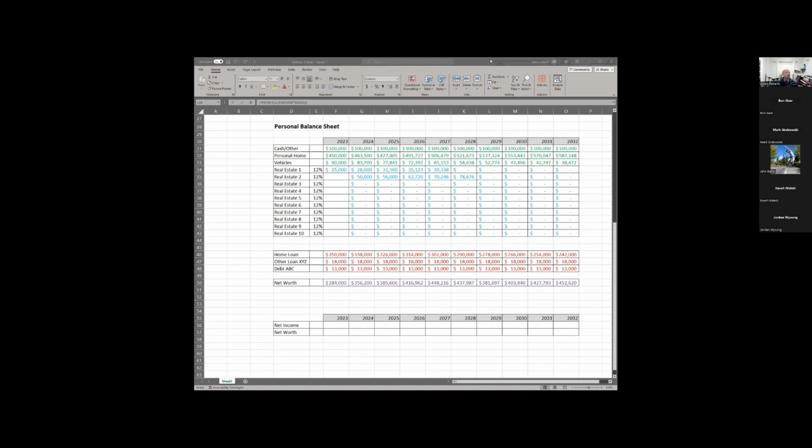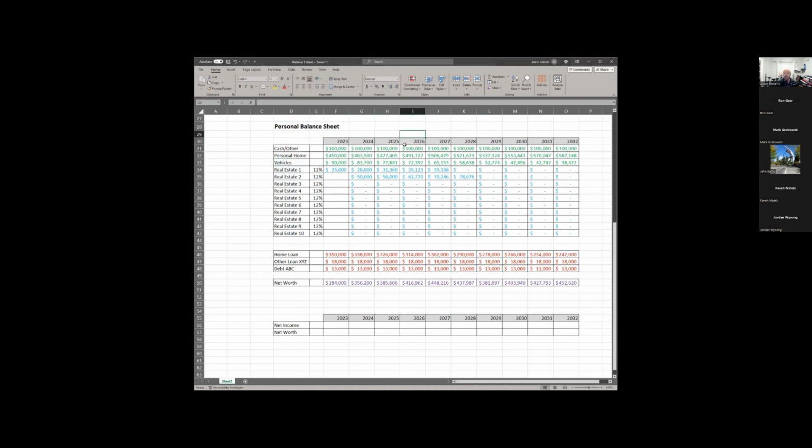Okay. So this is just a simple model. There's a formula in here, folks, but this is not rocket science. I am absolutely willing to share this. I'll email this to whoever. Totally fine. This is not proprietary, but this is a personal balance sheet.